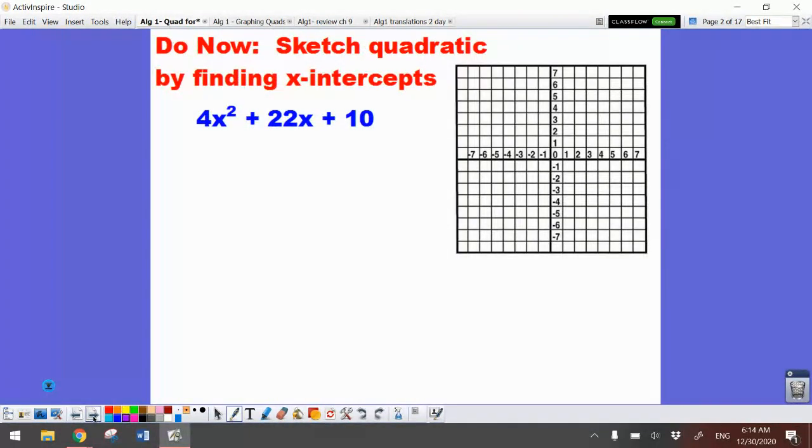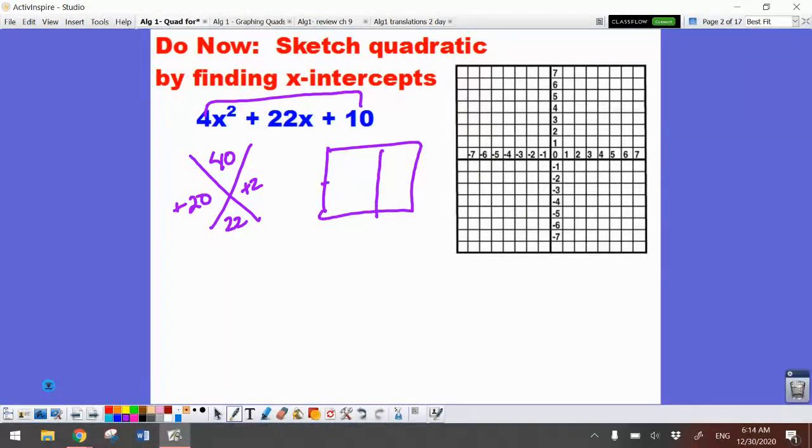So let's start with refreshing ourselves with what the roots are and how to get them. This is just a simple factoring, and we can factor this one using the Xbox method. So there's 40 and 22. So I know that's a positive 20 and a positive 2. So 4x squared, 10, 20x, 2x, take out a 2, take out a 4, take out a 2, and take out a 10.